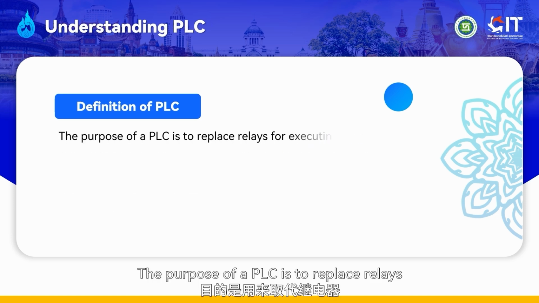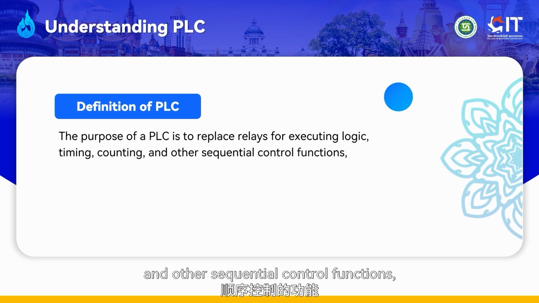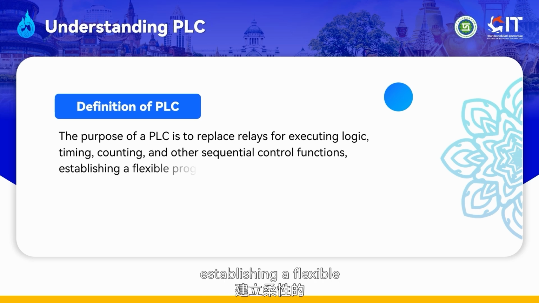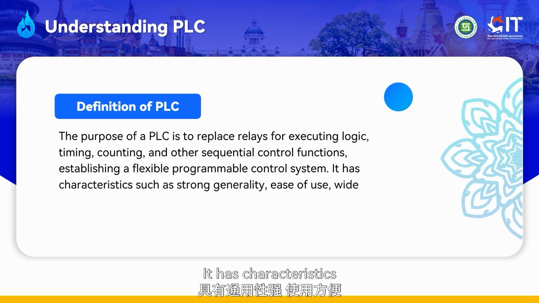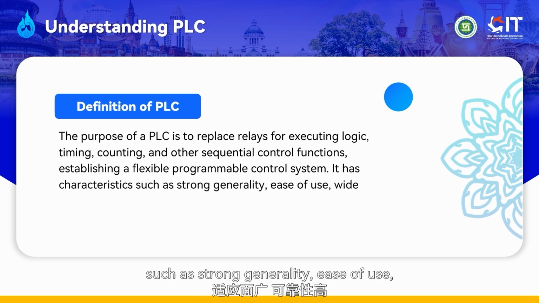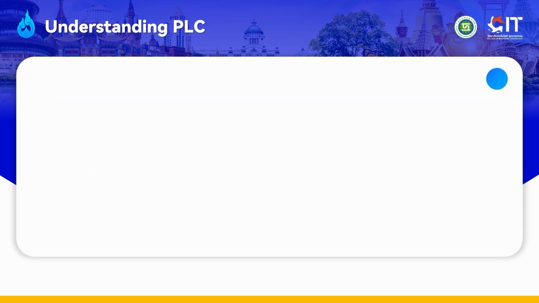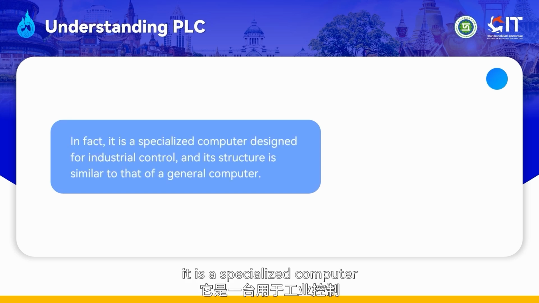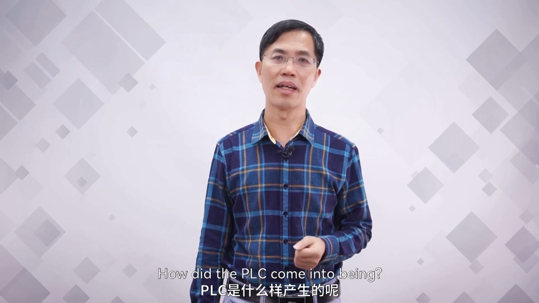The purpose of a PLC is to replace relays for executing logic, timing, counting, and other sequential control functions, establishing a flexible programmable control system. It has characteristics such as strong generality, ease of use, wide applicability, high reliability, strong anti-interference ability, and simple programming. In fact, it is a specialized computer designed for industrial control, and its structure is similar to that of a general computer. How did the PLC come into being?